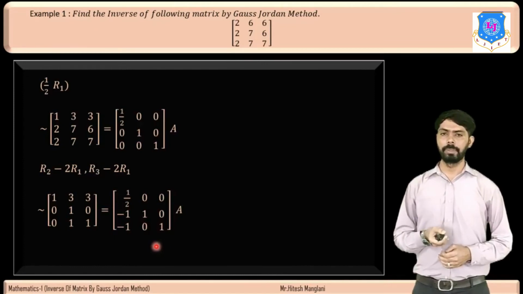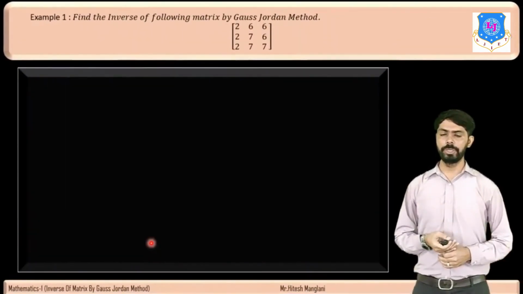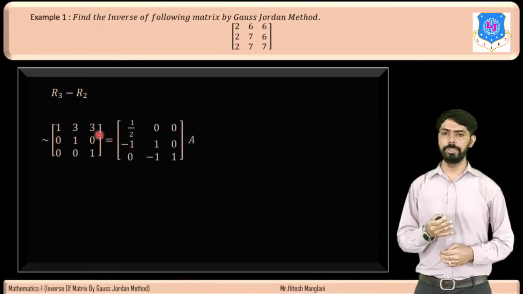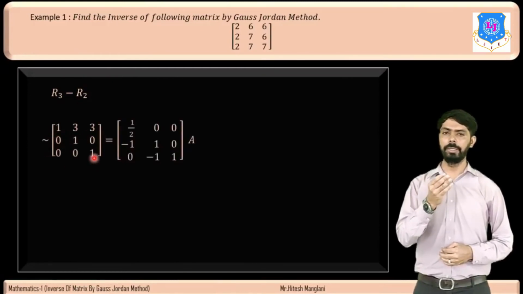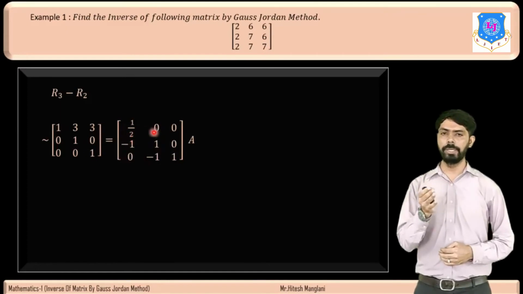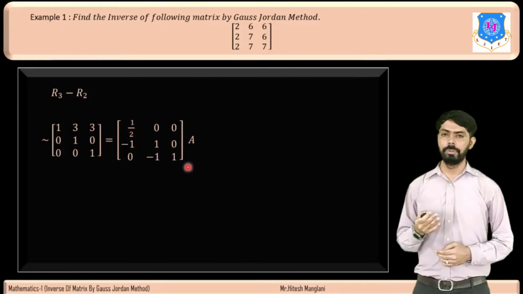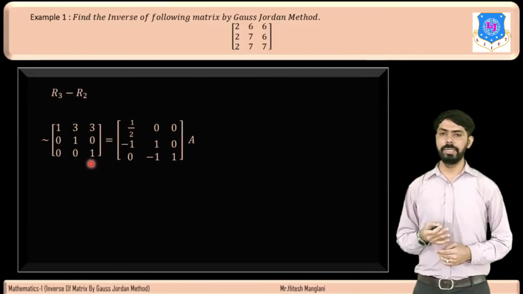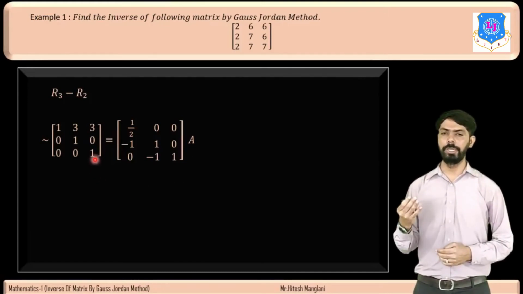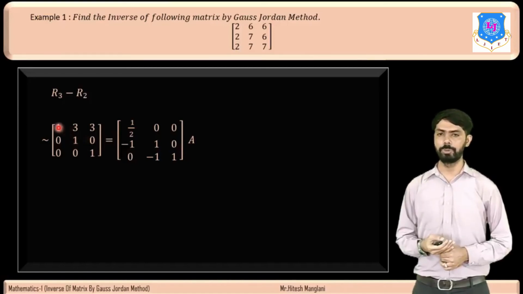So here, using this row operation R3 minus R2, the next matrix is [1, 3, 3; 0, 1, 0; 0, 0, 1] and on the right, [1/2, 0, 0; minus 1, 1, 0; 0, minus 1, 1] into A. Now here you can see that the leading one of the third row is to the right of the leading one of the second row. Same way, the leading one of the second row is to the right of the leading one of the first row. So we have obtained row echelon form.